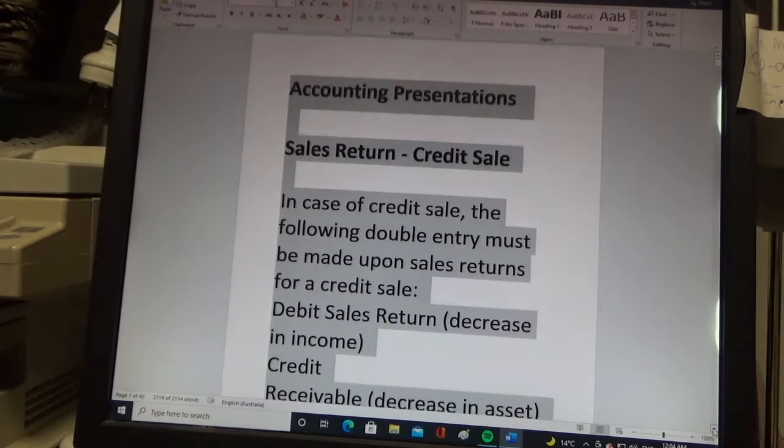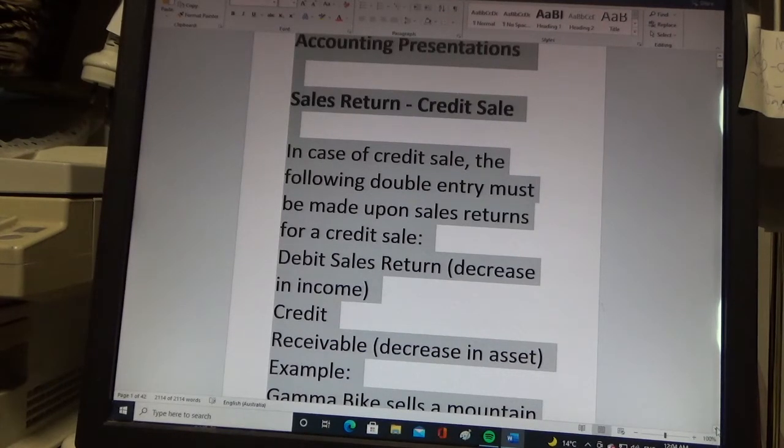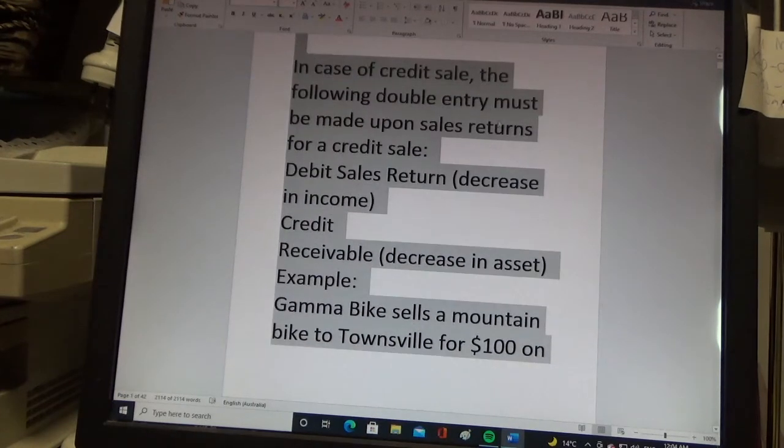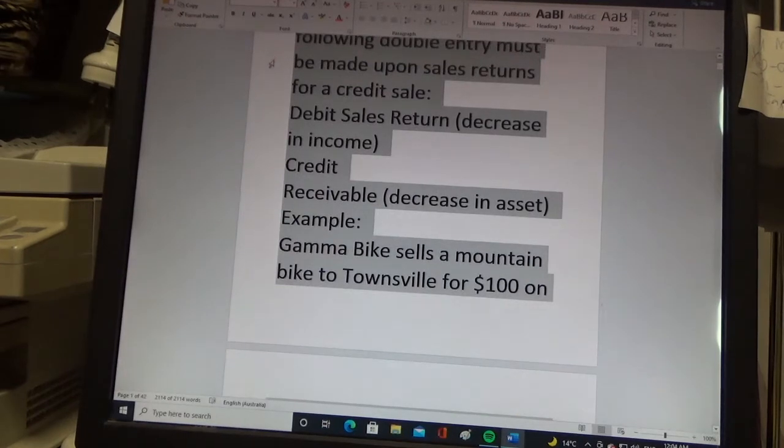So with sales return, this is a credit sale, so the sale is going through accounts receivable, also called creditors. The following double entry bookkeeping in General Journal has to be done initially for the initial sale. So you might have seen this before.